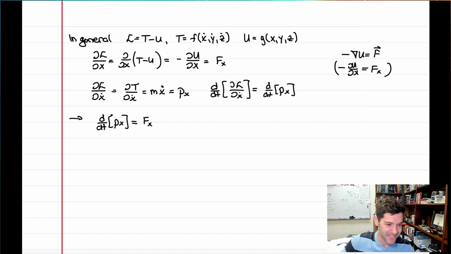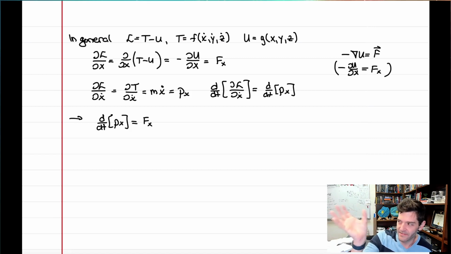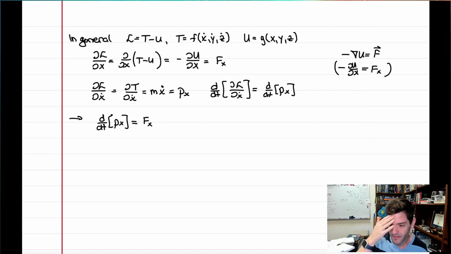Well, that's just Newton's second law, right? So we are showing that there is an equivalence between evaluating the Euler-Lagrange equation, which remember was based entirely off this idea of action principles. It actually is equivalent to evaluating F equals ma, which was Isaac Newton's formula involving forces. They are actually the same thing.